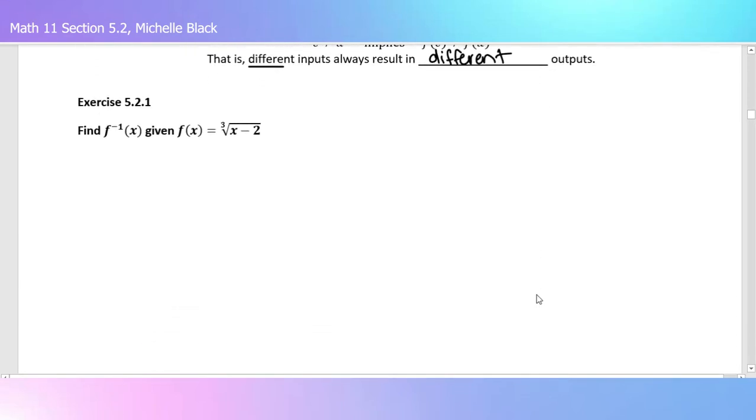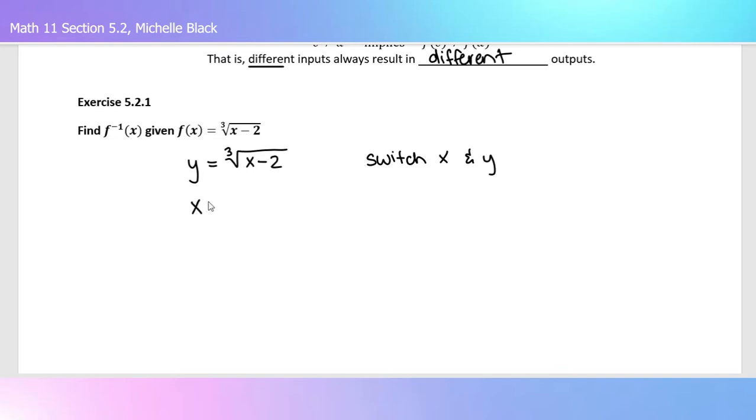Exercise 1. Find the inverse function of f of x, given that f of x is the cube root of x minus 2. So here are the steps you take to calculate an inverse function. First, you want to rewrite your function with y and x. So change f of x into y. Then you want to switch your x and y's. So now I'm going to write x equals the cube root of y minus 2.